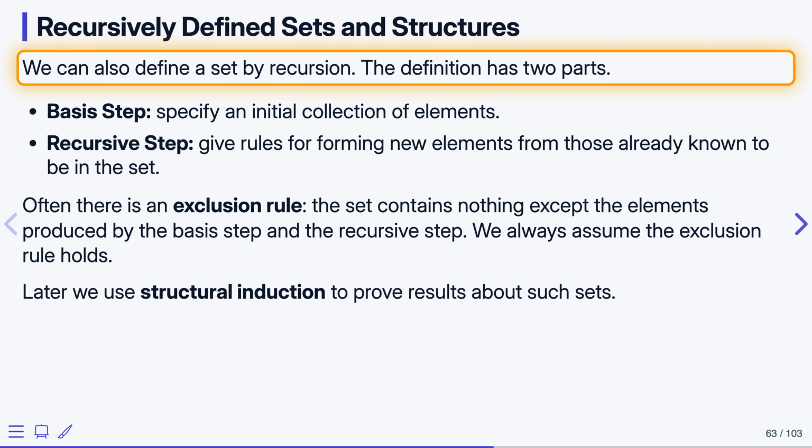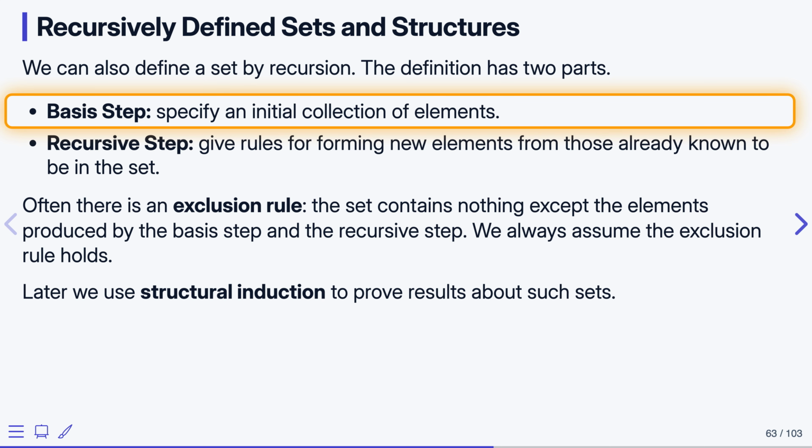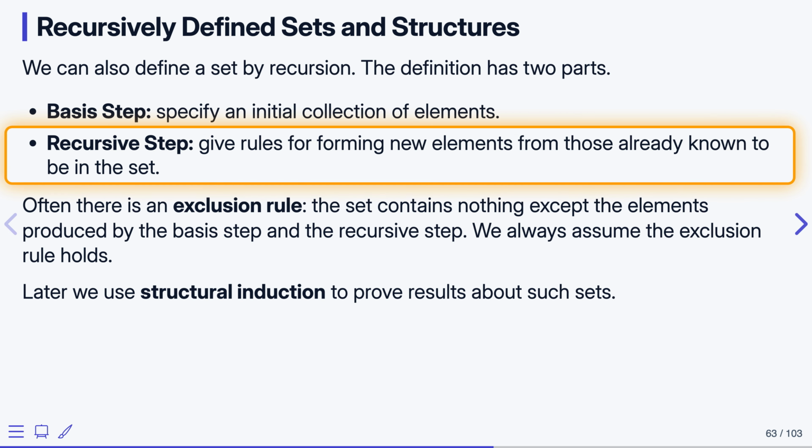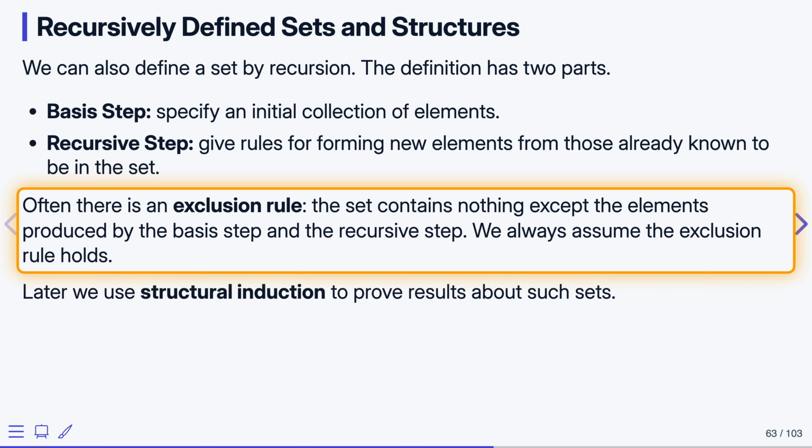We build sets by recursion too. The definition has 2 parts. The basis step lists some starting elements. The recursive step tells you how to make new elements from ones you already have. There is also a quiet third rule, the exclusion rule. It says nothing else is in the set. Only what the 2 steps produce belongs. We always assume this rule.